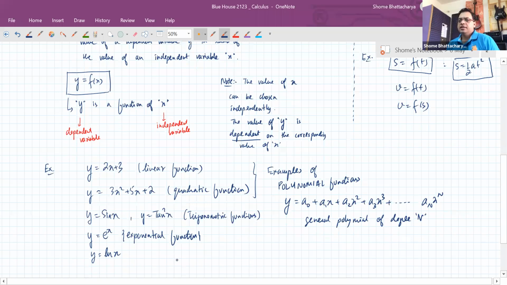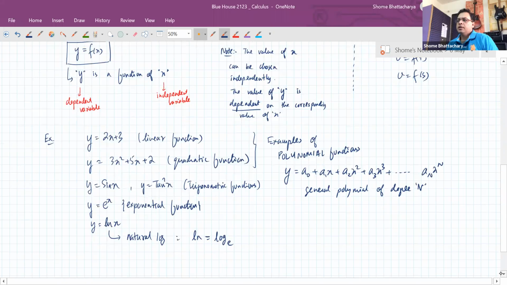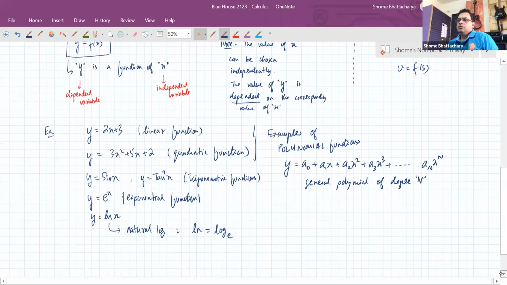How is it different from standard log? Standard log is to the base 10, whereas natural log is to the base e. Very good. So this is what we call the logarithmic function, and so on and so forth. All right.